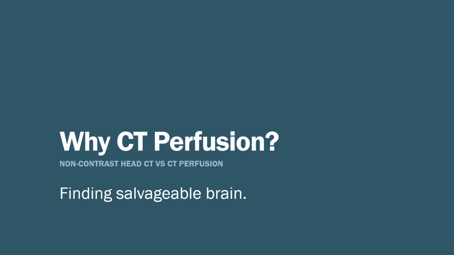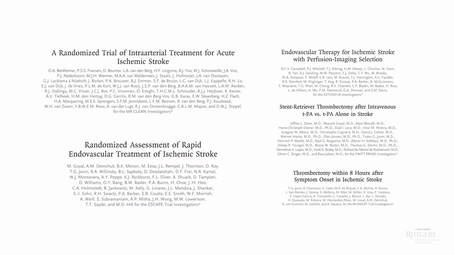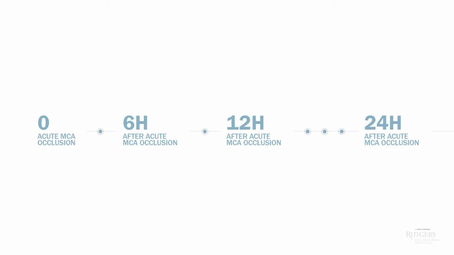For decades, we have used the non-contrast head CT and CT angiogram to select patients for perfusion therapy. Why then do we need CT perfusion all of a sudden? In 2015, multiple high-quality trials established thrombectomy as the new standard treatment for acute ischemic stroke caused by a large vessel occlusion. These trials evaluated endovascular therapy within the standard window, 0 to 6 hours from stroke onset.